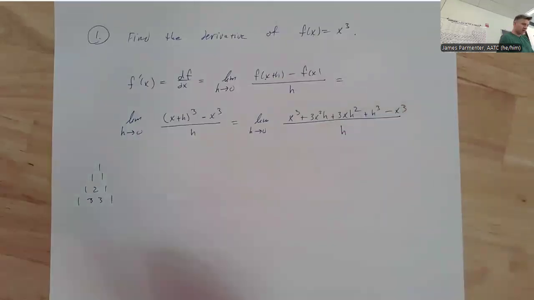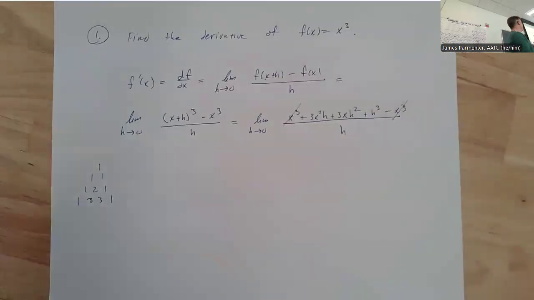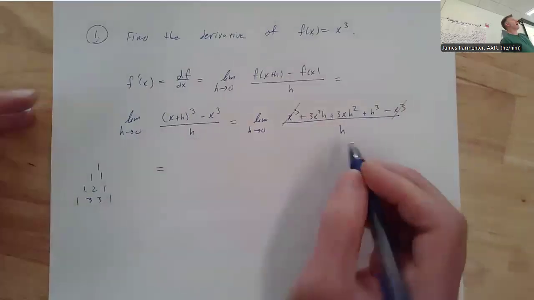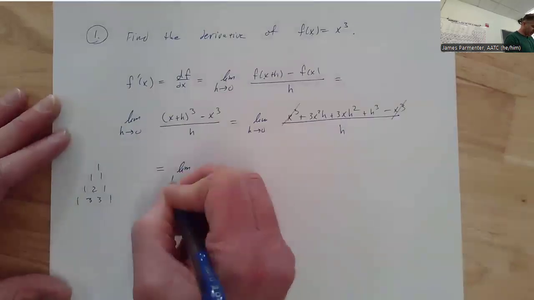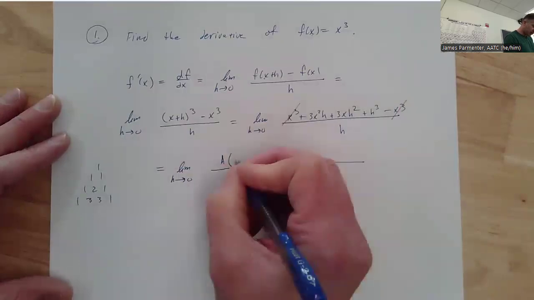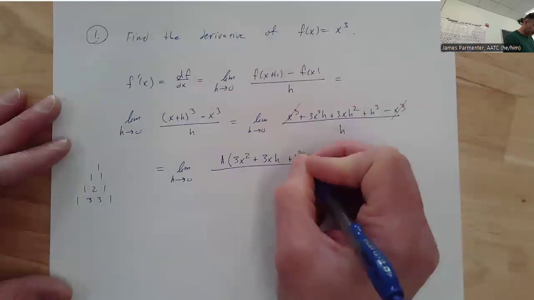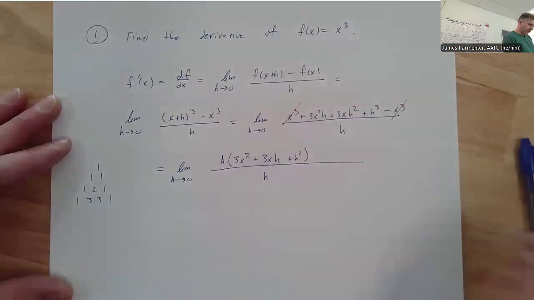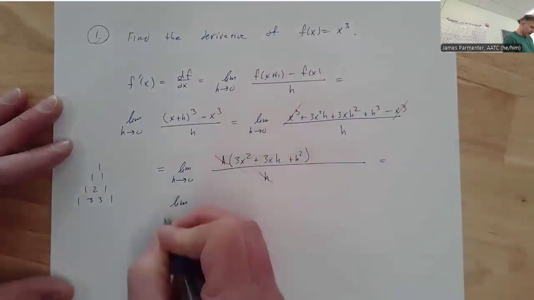And then, well, the x cubed minus the x cubed is 0. Everything else has an h in it still, so we divide each thing by h. So we can rewrite this as, I personally prefer to factor out an h from the top. So if it were me doing it, which I guess it is, I would probably choose to write it as limit as h goes to 0. On top, I'm going to have h times 3x squared plus 3xh plus h squared, all divided by h. And then the h divides to 1. So I think you can probably skip the step that I'm writing here.